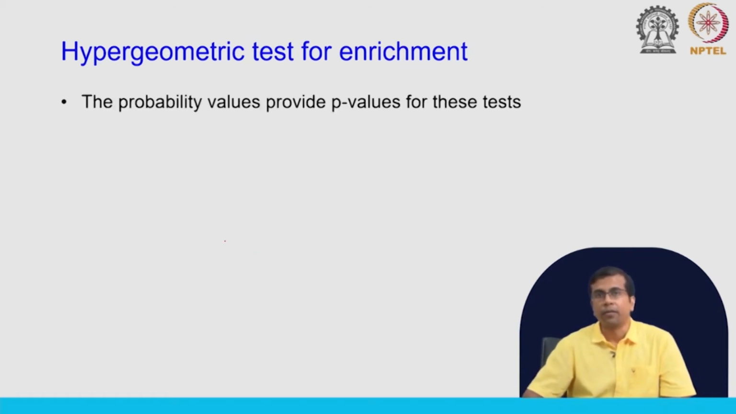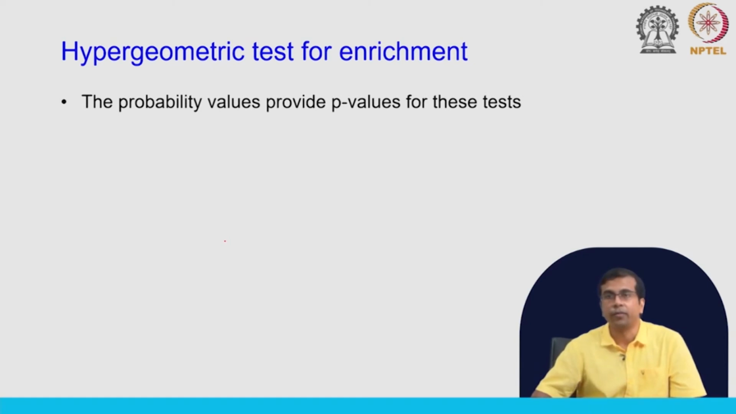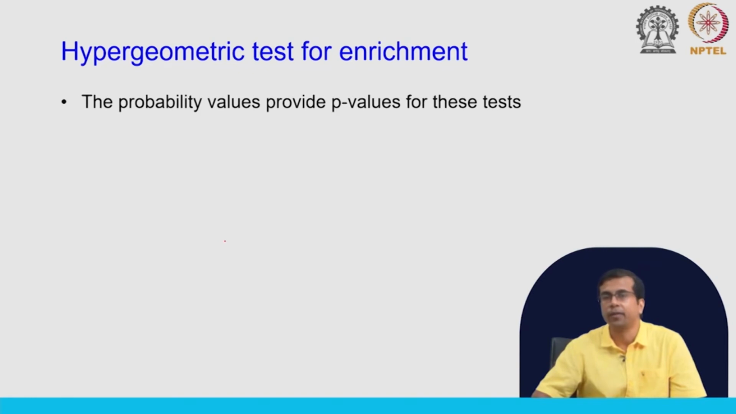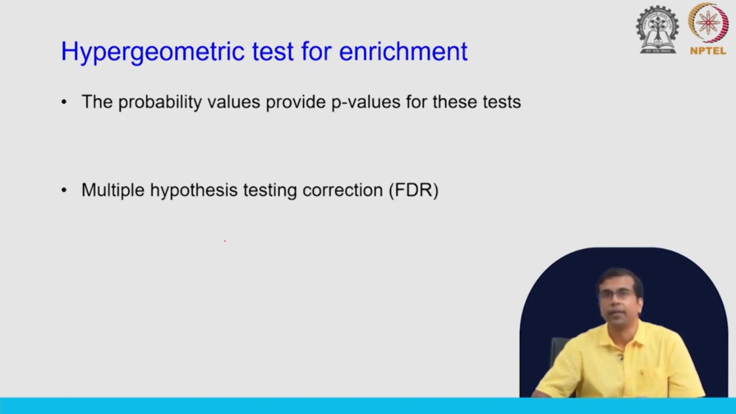Okay, so, once we calculate these probability values, these sums, for these equations we know all these values. So, we can calculate the probability. We know x1, we know k, we know small n, we know capital N, depending on the situation all these values we know, and then we can calculate these probabilities. So, these probability values provide p values for these tests.